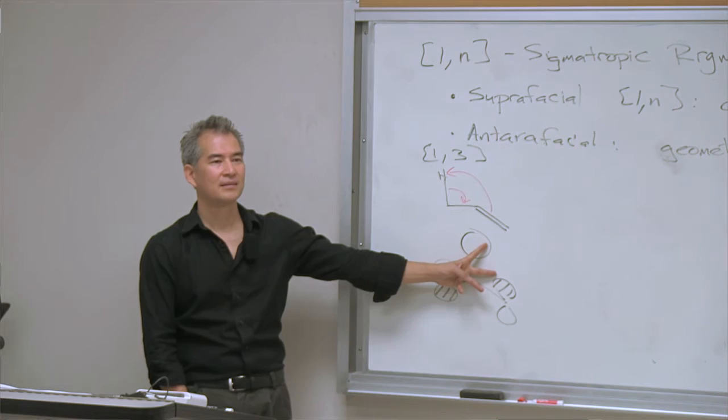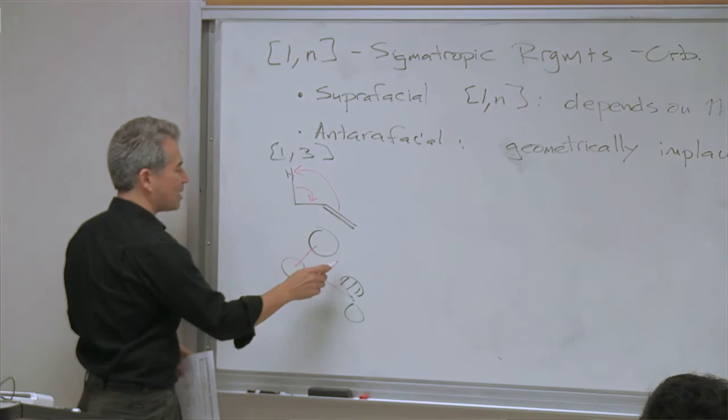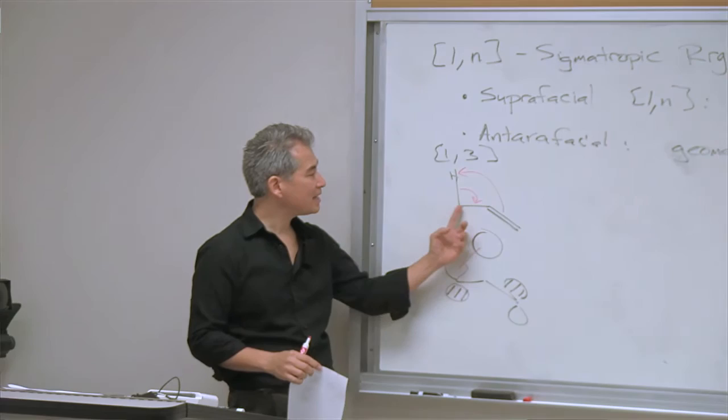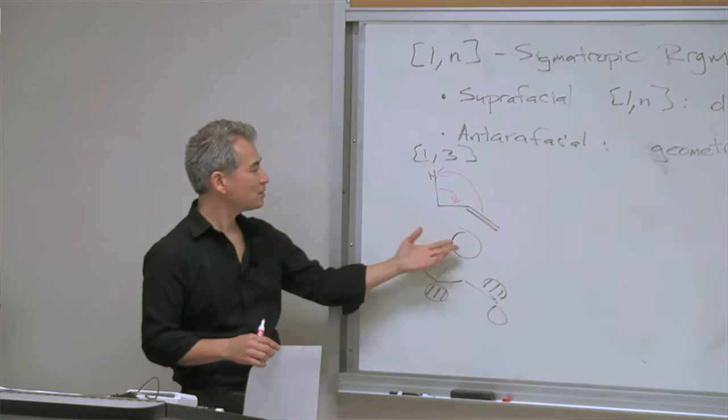It violates principles of orbital symmetry. There is no way you can simultaneously have bonding on the top face here and on the top face on the other end. That's why it doesn't matter whether it's propene or a carbonyl compound. You can't have 1-3 suprafacial shifts with protons.